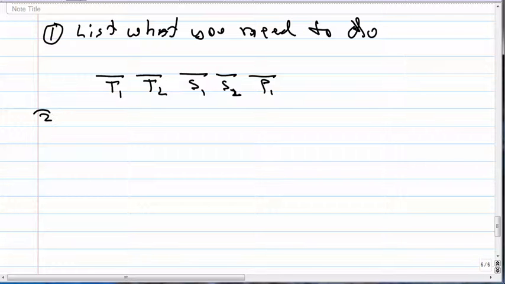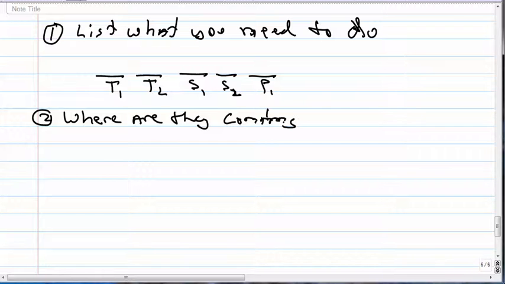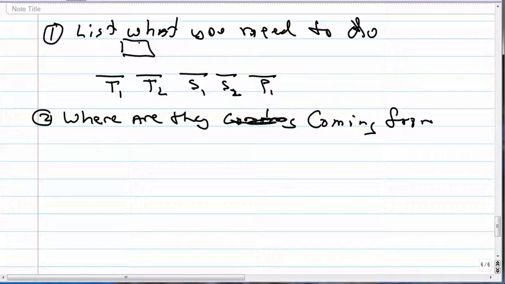Second thing I do is I ask where are they coming from? That's a coming from, okay? Coming from, right? That is, I say the teachers are coming from the teachers. Maybe there are, for example, 7 teachers. The students are coming maybe from 8 students, and the parent I'm selecting is coming from maybe 100 parents.